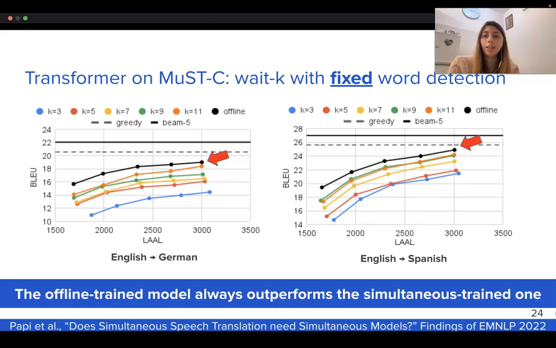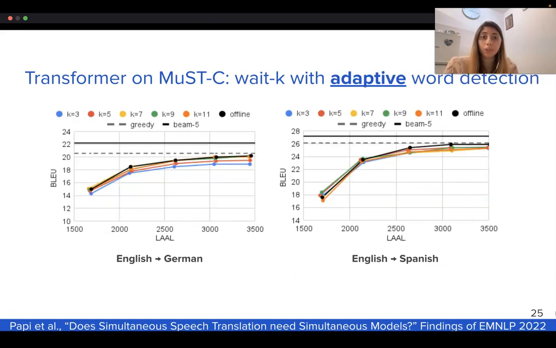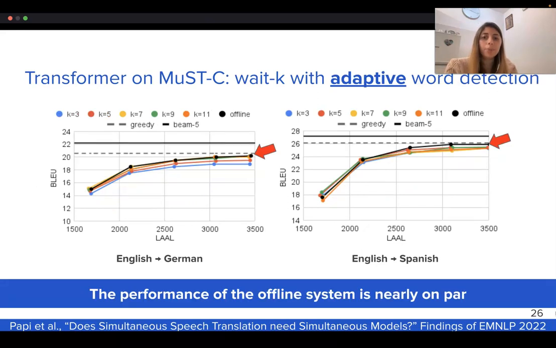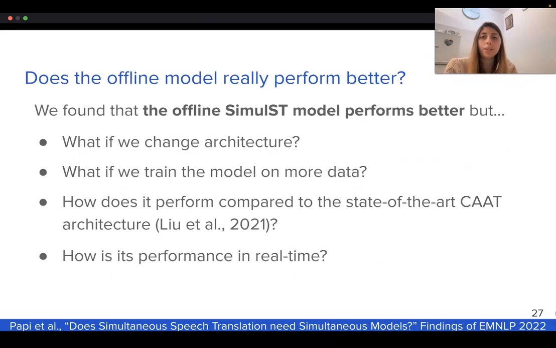And we see that the offline trained model always outperforms the simultaneous trained one. Then we use the adaptive word detection, and we see again that the performance of the offline system is nearly on par. This means that the offline simultaneous pre-translation model performs better, but what if we change architecture? What if we train the model on more data? How does it perform compared to the state-of-the-art CAT architecture? And how is its performance in real time, that is considering the computational aware metrics?